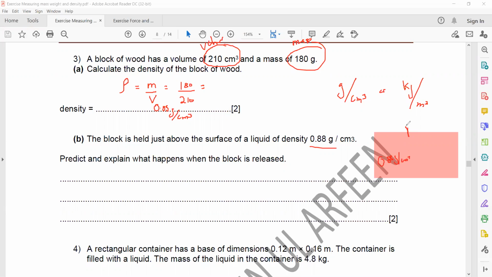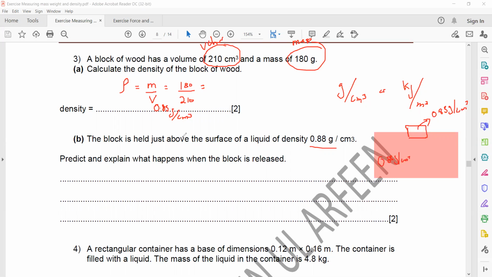And we release a block here, we just leave a block here which is having a density as we work out is 0.85. So what happened to this block? Will it float or sink? When we place the block at the surface of the liquid, the block is just held above the surface of the liquid, and we already calculated the density of a block, which is 0.85 gram per centimeter cube. So what happened to the block? Will it float or sink?